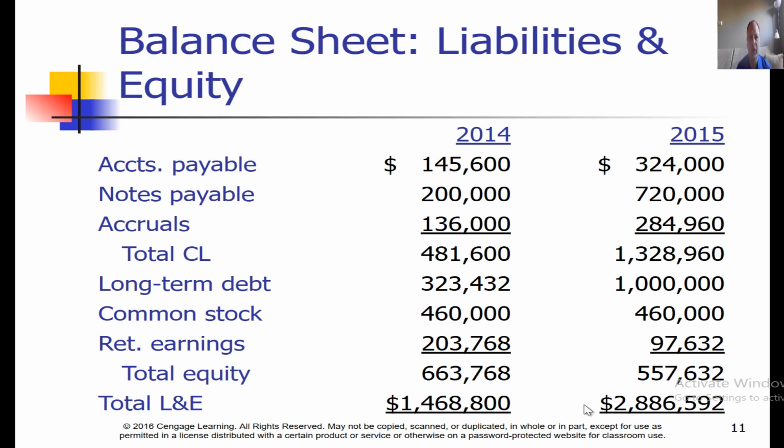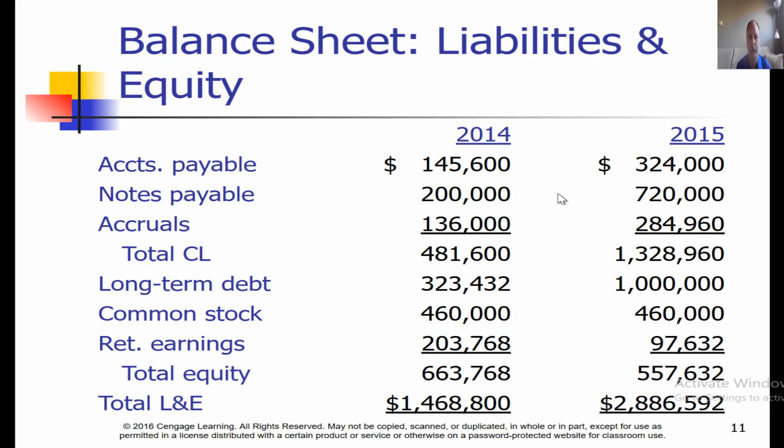So our liabilities and equity, well, accounts payable went up quite a bit. If you sell more stuff, you will finance people to buy that stuff. Notes payable went up drastically as they borrowed more money to finance their expansion, and accruals went up.